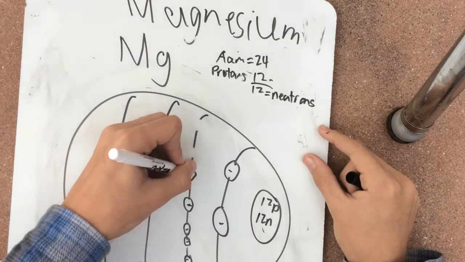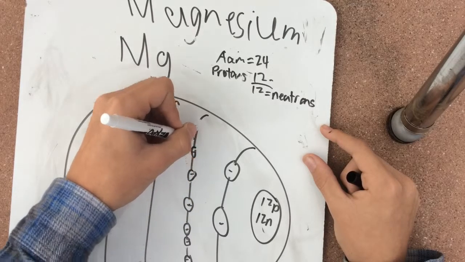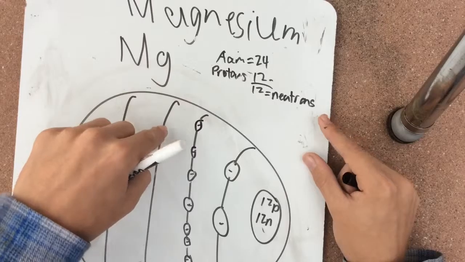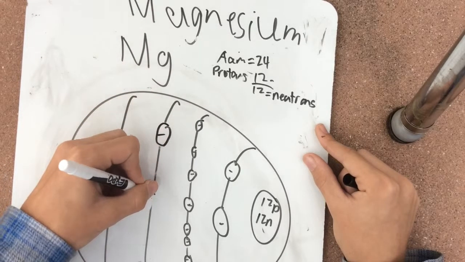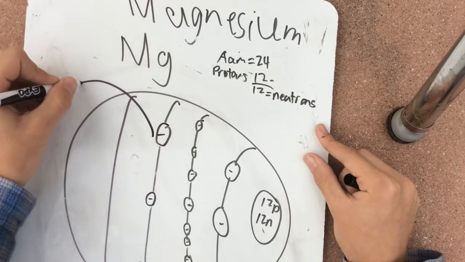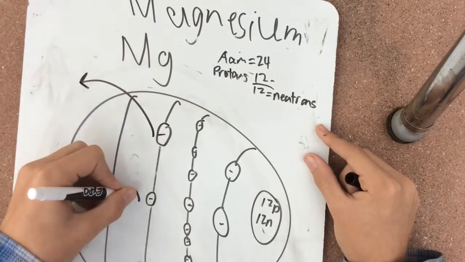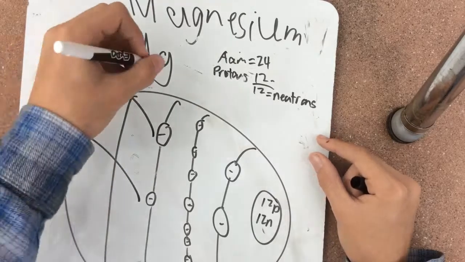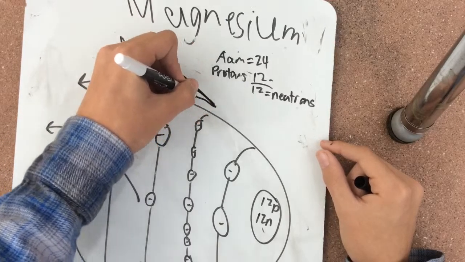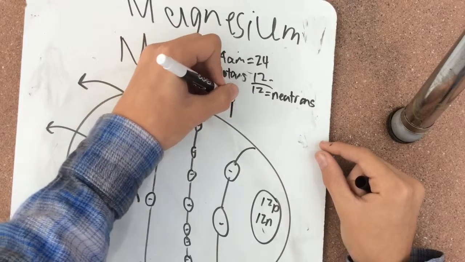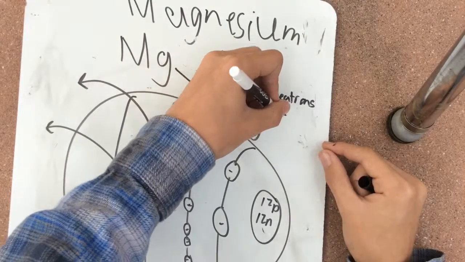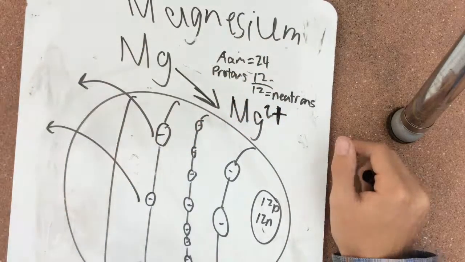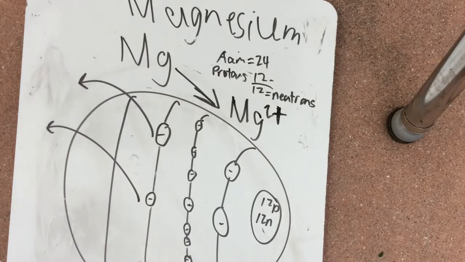So the first ring would be 2 electrons, the second ring would be 8 electrons, then the third one would be 2 electrons. But the atom wants to have full rings, so it doesn't want to have 2 left over. And it's a lot easier to lose 2 electrons than it is to gain 6. So it'd lose 2, and then it'd become magnesium with a positive 2 charge because there are 2 more protons.